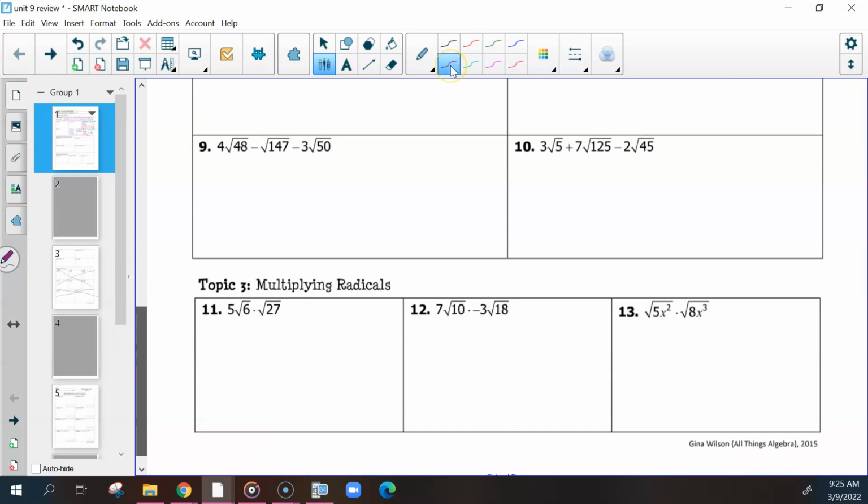Is 125 a perfect square? No. What is the highest perfect square we can divide 125 by? 5 and 25. And the square root of 25 is what? 5. I'm going to bring down the 7 and all this.